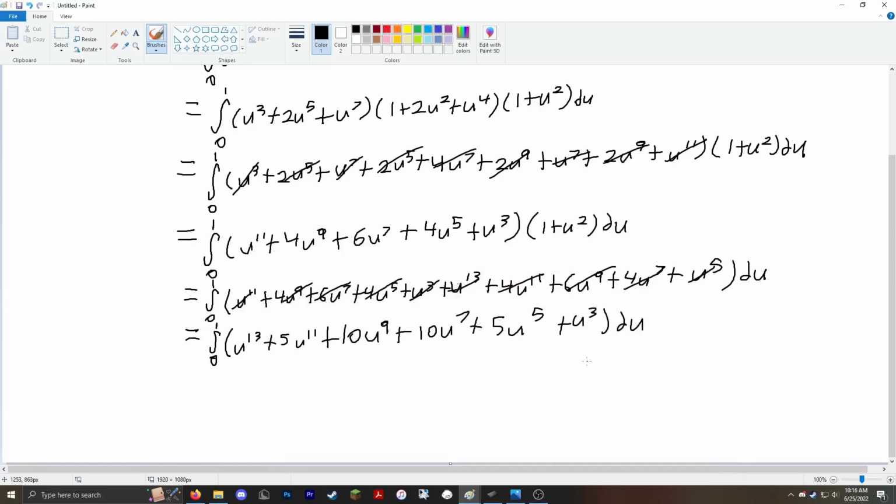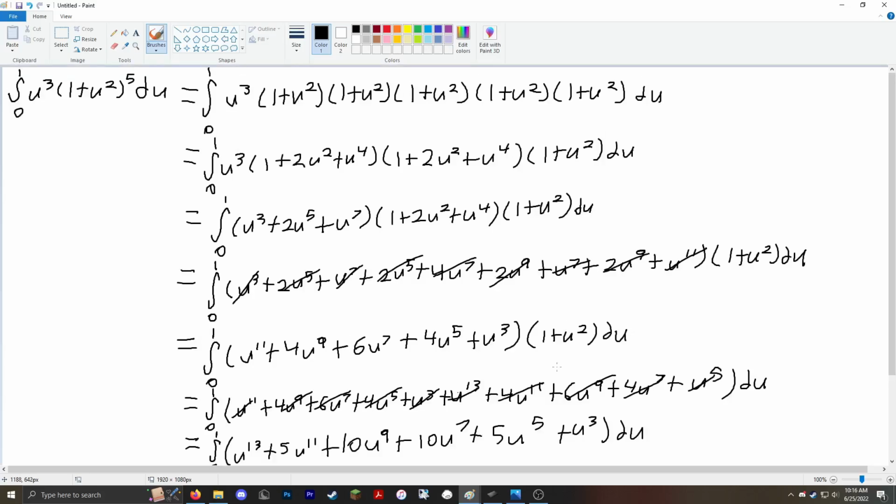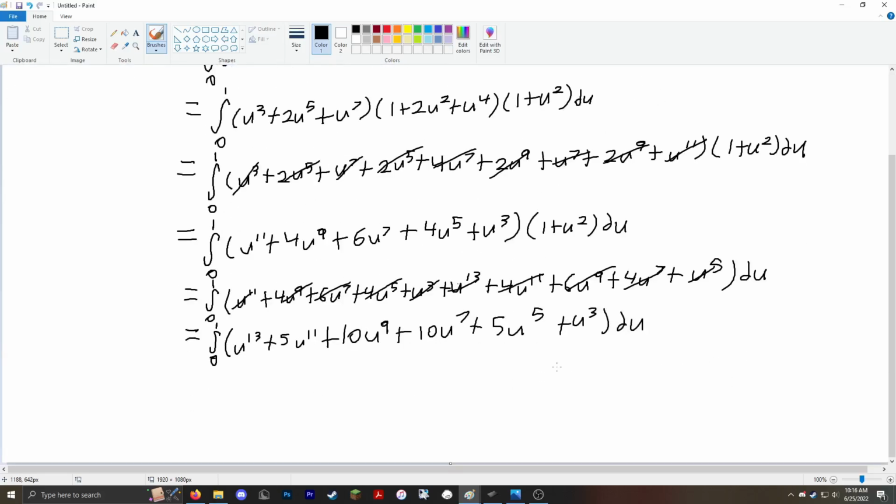Okay, so we've finally done all that distributing. You can see it was a mess. I don't know if I've ever distributed something as annoying as that, but somehow I didn't mess up. So then that means we can find the antiderivative. And then this is actually pretty easy, hopefully.